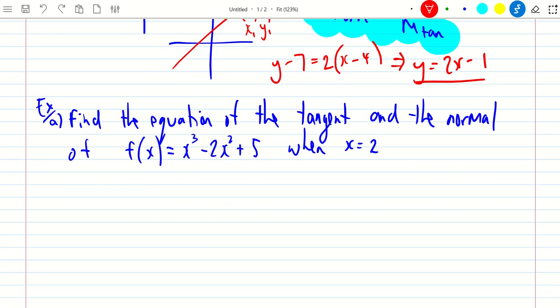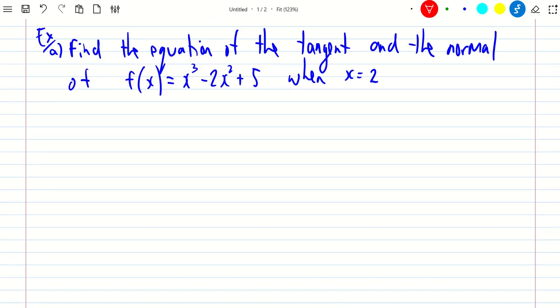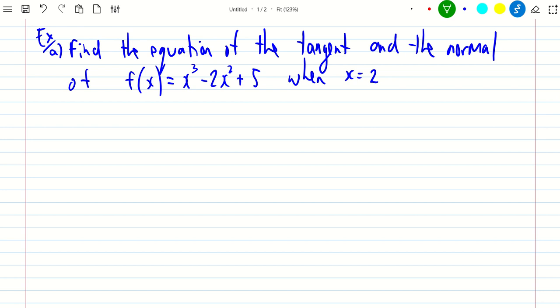Speaking of which, let's do it. Okay, so in this question, we need to find the equation of the tangent and the normal. So we need to find two different equations for f of x is equal to x cubed, take away 2x squared plus 5 at the point x equals 2.